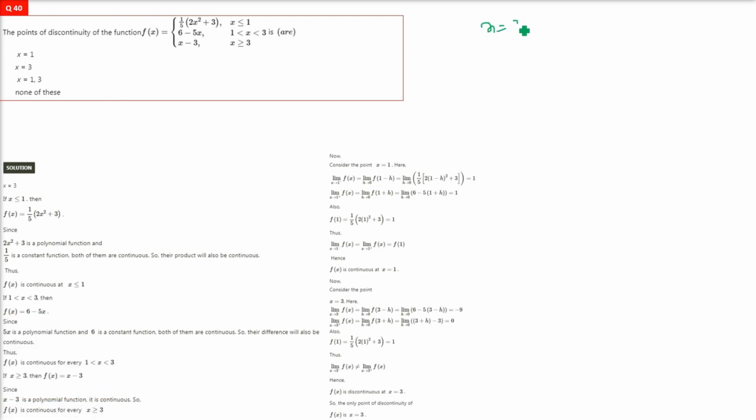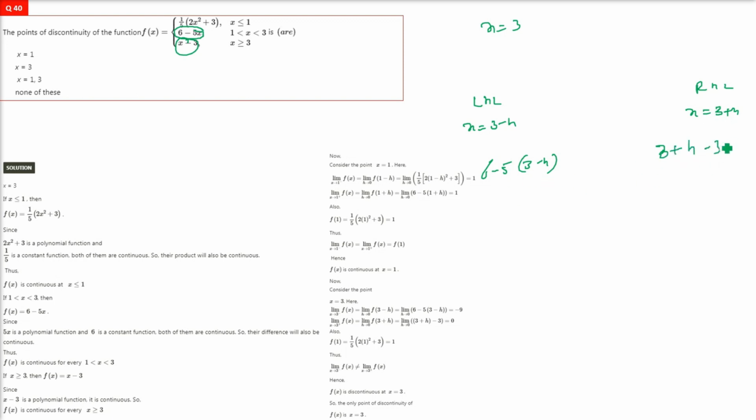So at x equals 3 we are going to find out LHL and RHL, left hand limit and right hand limit. So x equals 3 minus h we will use, x equals 3 plus h you will use. When you go back a bit from 3, you have to use 6 minus 5x. On the right, you have to use x minus 3. So I am replacing x by 3 minus h in 6 minus 5x, and x by 3 plus h in x minus 3.